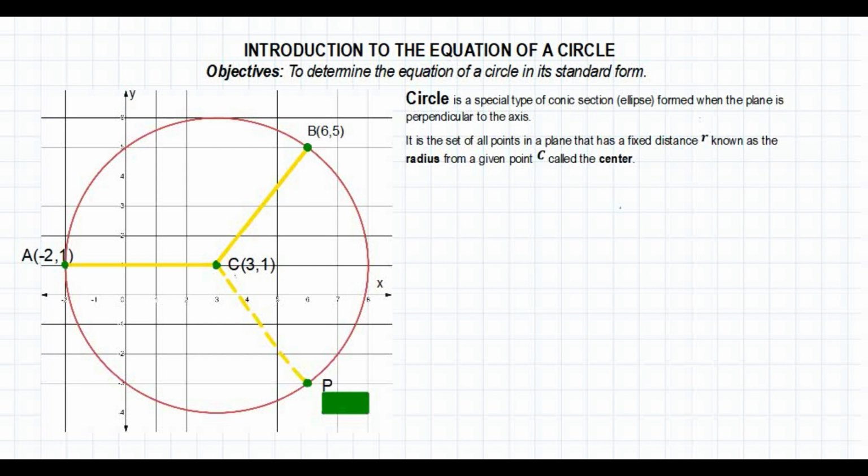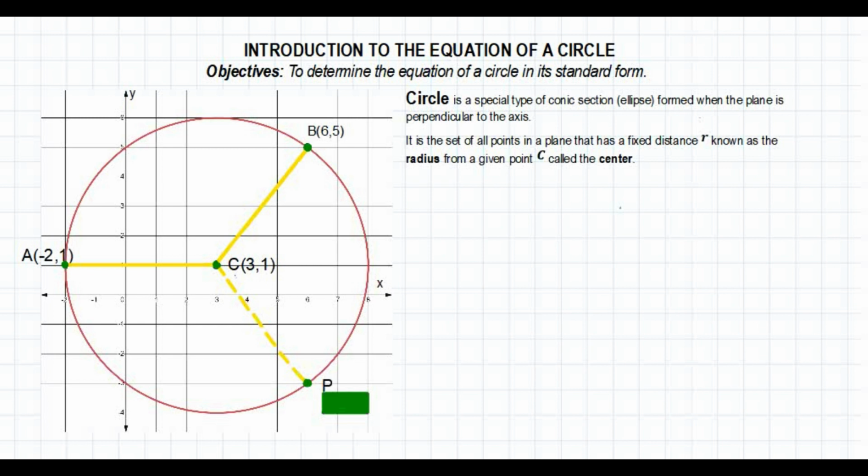Today, we will learn all about the introduction to the equation of a circle. The objectives of this lesson is to determine the equation of a circle in its standard form. This is part 1 of our introduction to the conic section circle, which is a special type of a conic section.